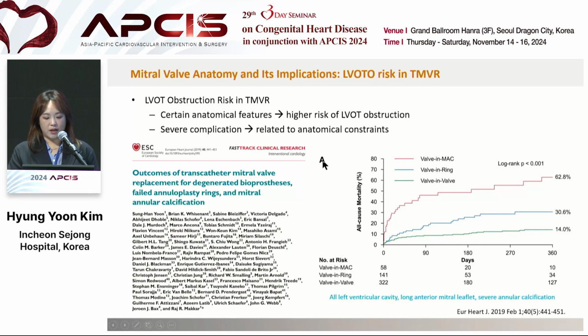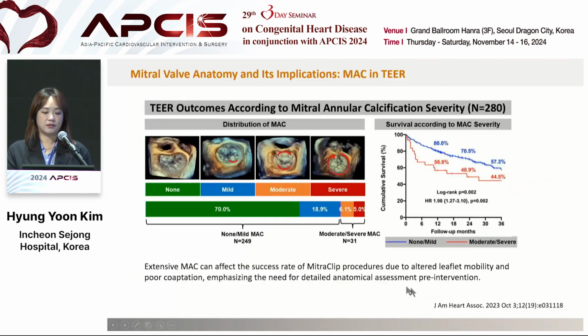So why does anatomy matter in transcatheter valve intervention? In this study demonstration, the patients who underwent TMVR with certain anatomical features like this have a higher risk of LVOT obstruction, a severe complication often related to anatomical constraints. And in this study, they studied the MitraClip procedure. They showed the success rate of the MitraClip procedure is affected by altered leaflet mobility and poor coaptation.